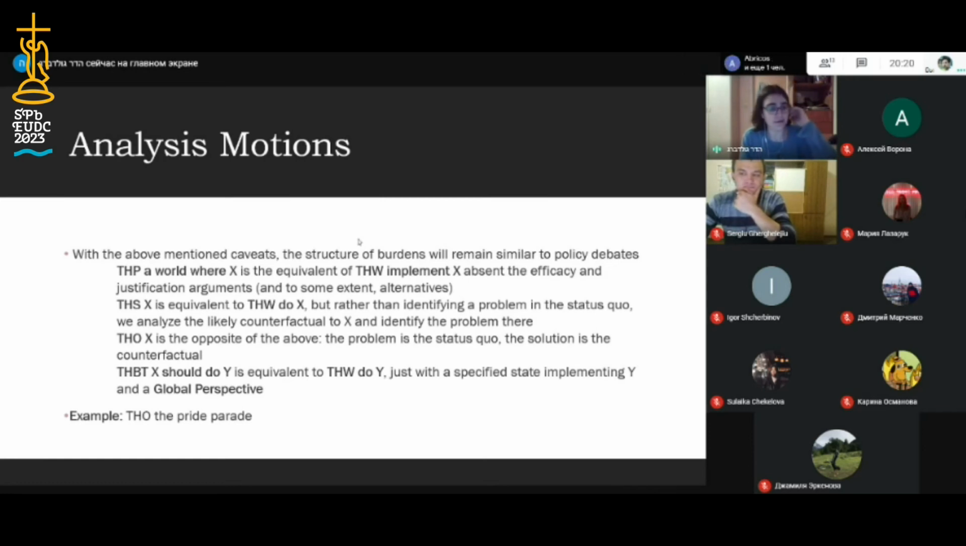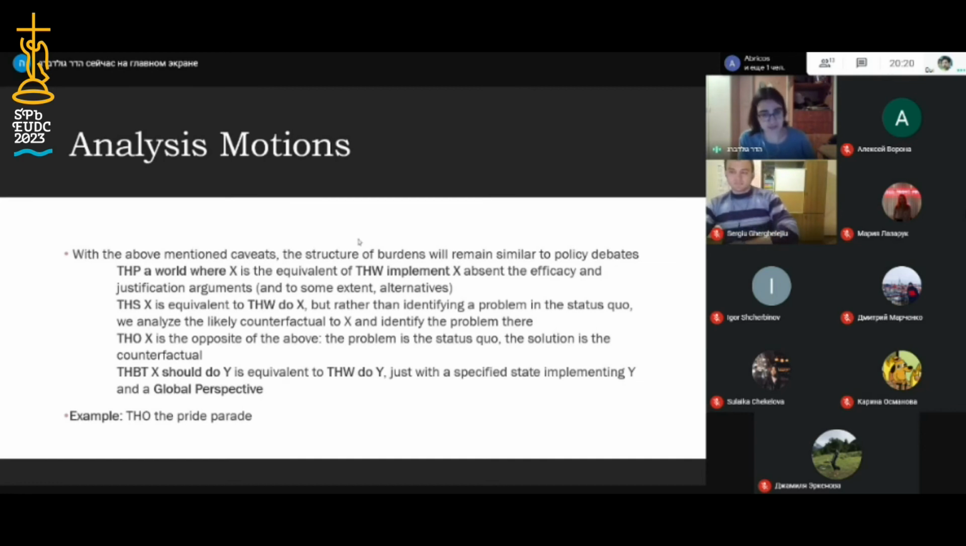So I'll just go quickly through them and show you how they are equivalent to policy debates in their burdens. In the motion, this house prefers a world where X happens, like this house prefers a world without drugs, this house prefers a world without the narrative that people should be modest or whatever, it is the equivalent of this house would implement X, this house would ban drugs.